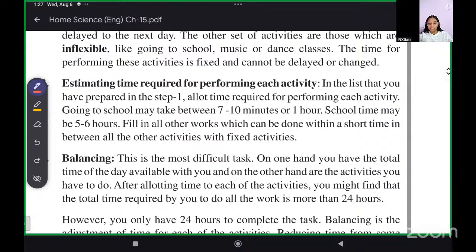For example, going to school will take 7 to 10 minutes if it is close, or 1 hour if it is far. Traveling to school, okay, going to school. Then school time can be 5 hours, 6 hours, 7 hours. Okay, depends on your school.